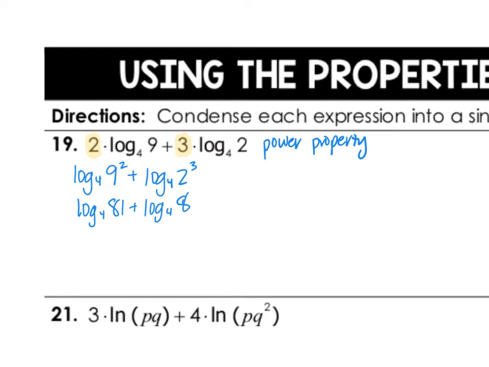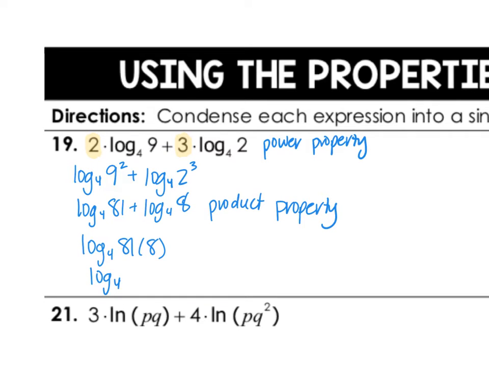Now I see that I have a plus here, and that is going to allow me to use the product property. And I can do log base 4 of 81 times 8, which simplifies to log base 4 of 648. And I have condensed the expression into a single logarithm.